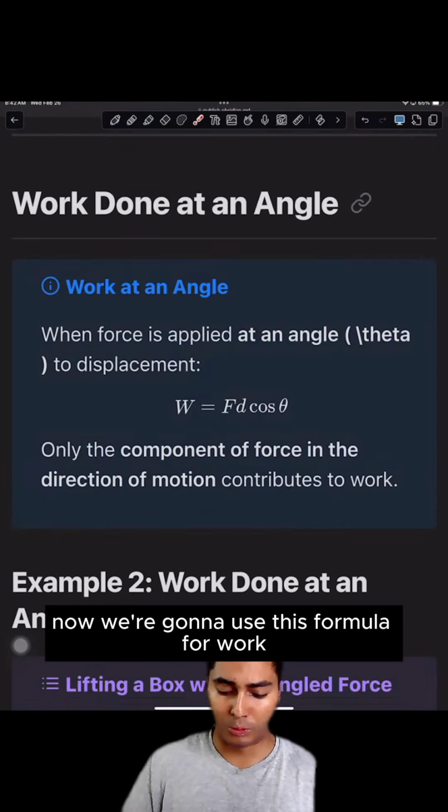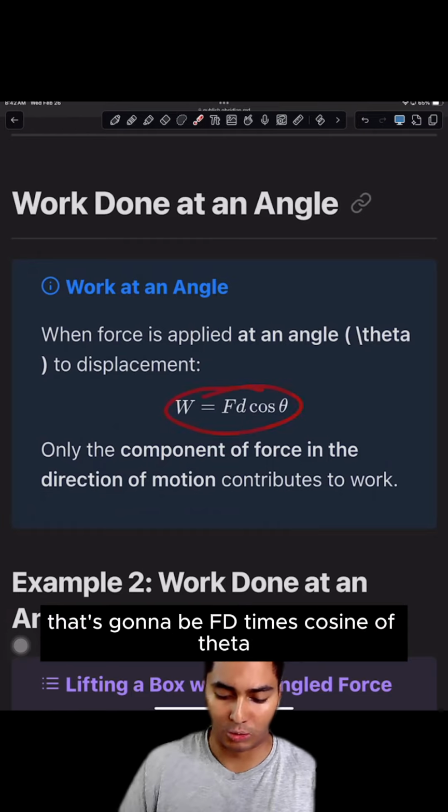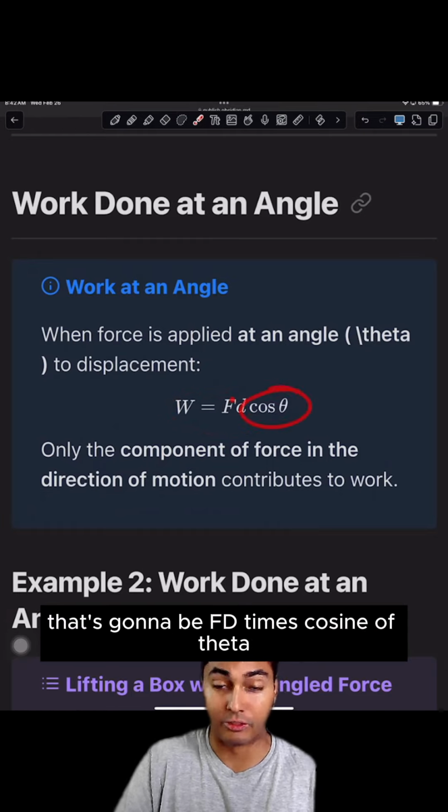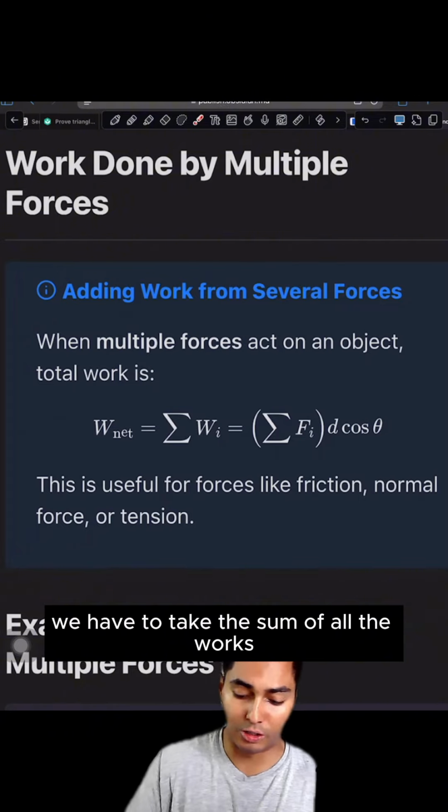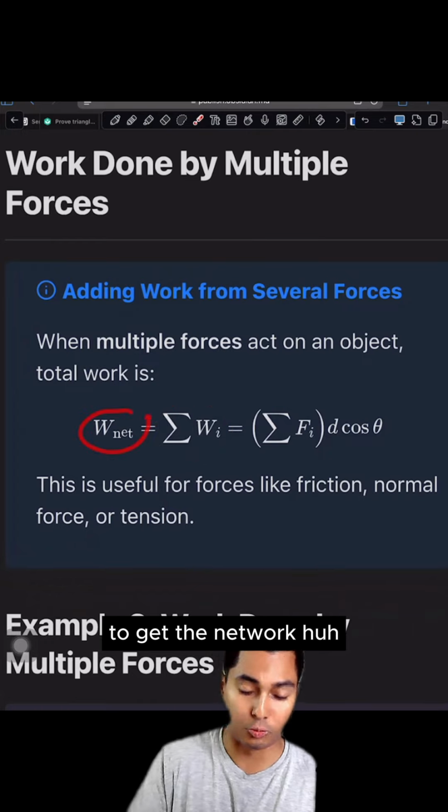Now we're going to use this formula for work when force is applied at an angle. That's going to be F d times cosine of theta. And so when multiple forces act on an object, we have to take the sum of all the works to get the net work. Get it?